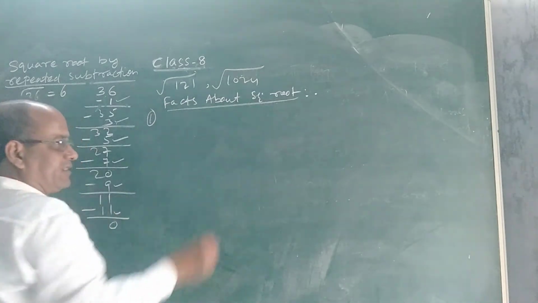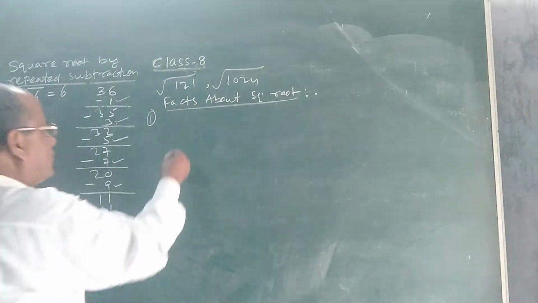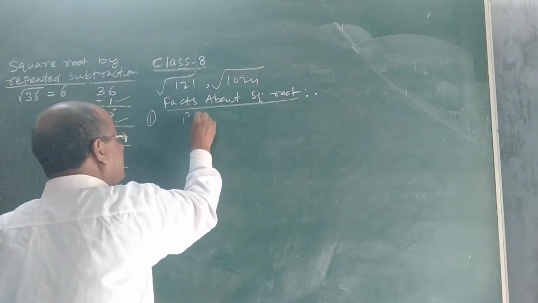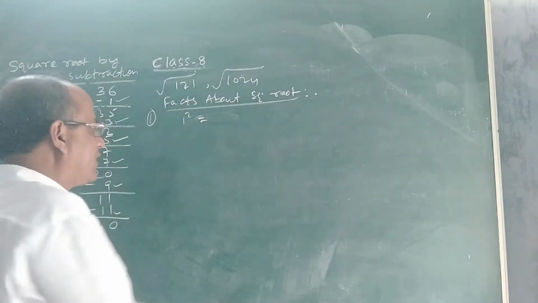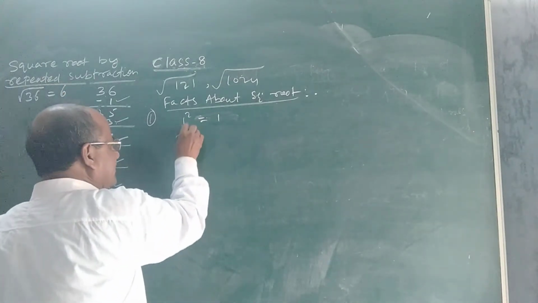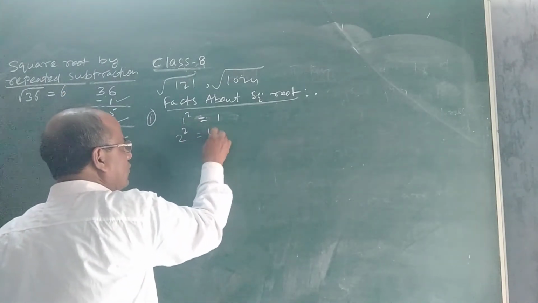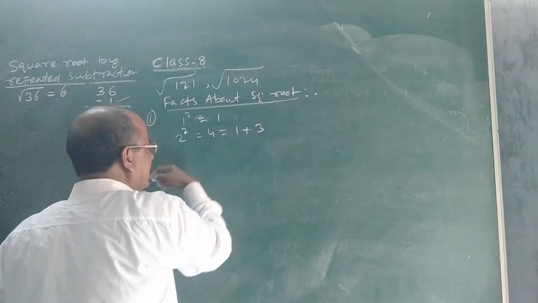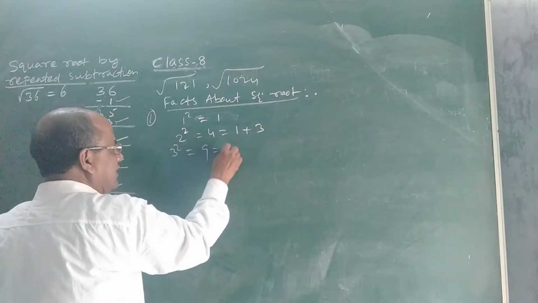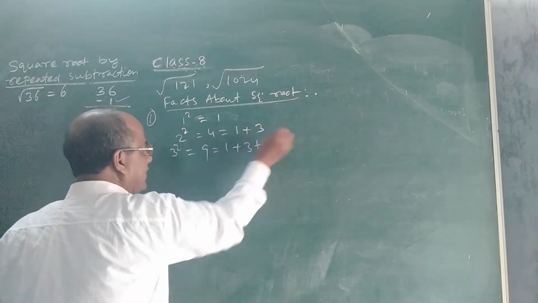Suppose you take the squares of natural numbers, 1 square and 2 square. First you find 1 square. 1 square is equal to how much? It is 1. Then the next natural number, 2. 2 square is equal to 4. 4 is equal to 1 plus 3. Next is 3. 3 square is 9. 9 is equal to 1 plus 3 plus 5.